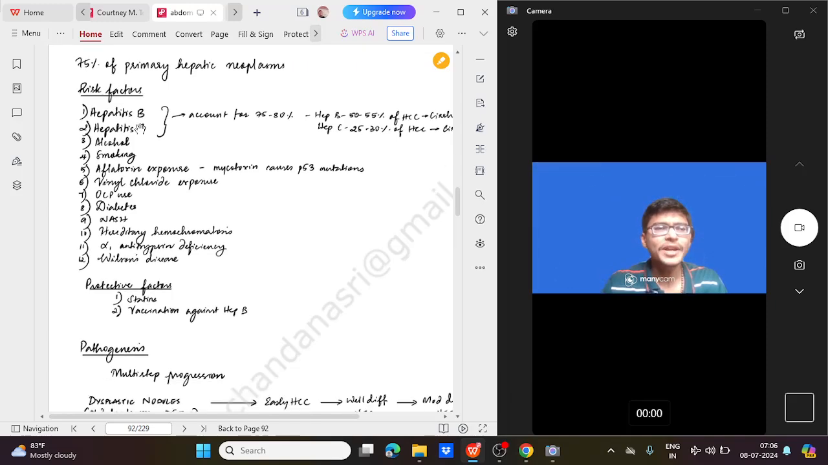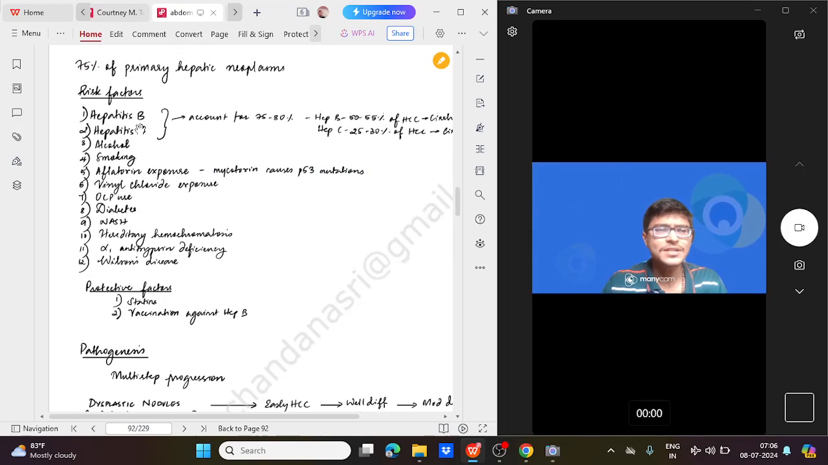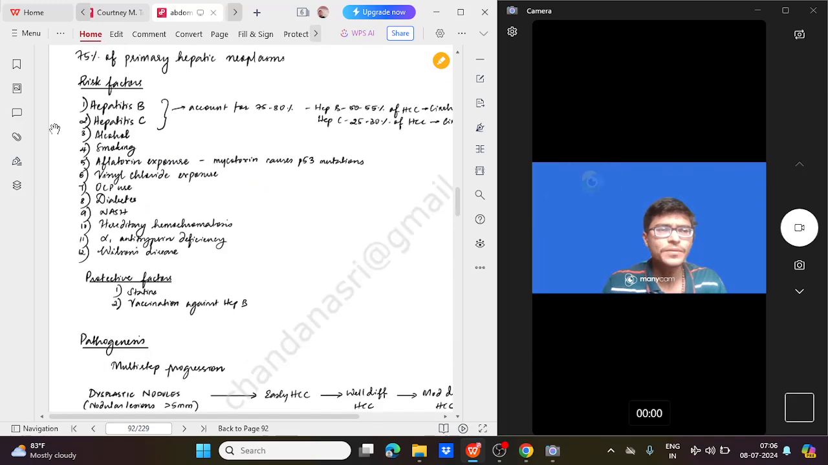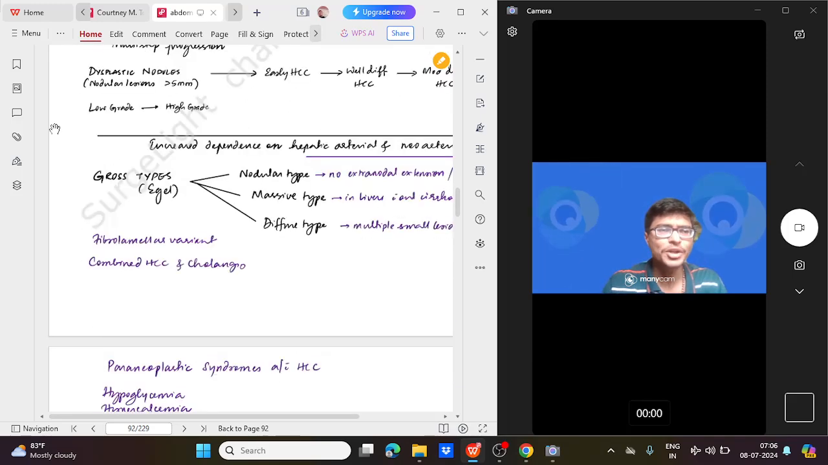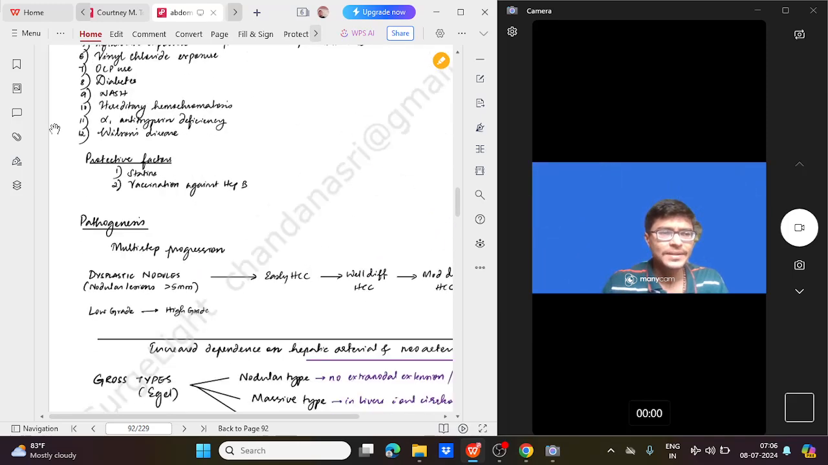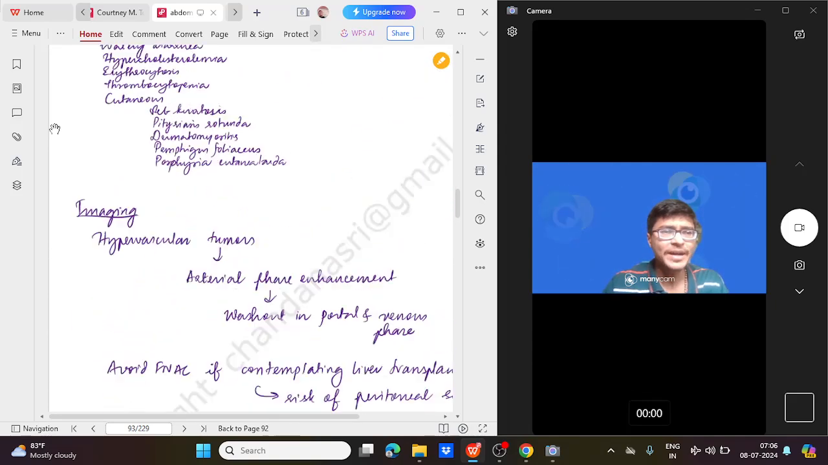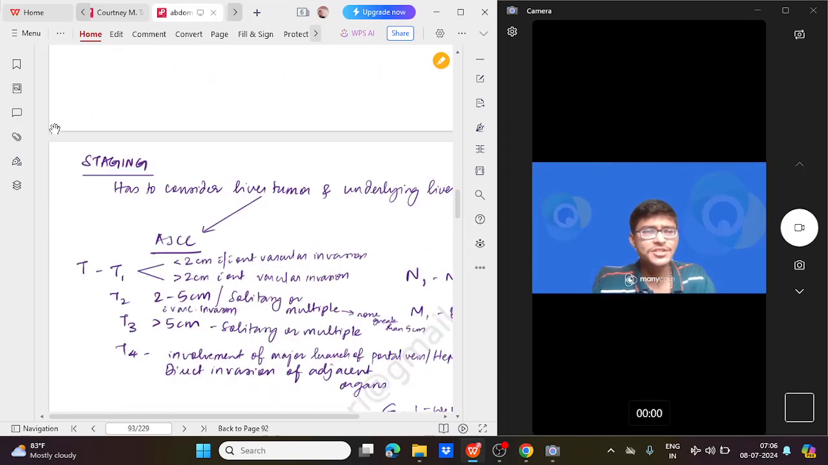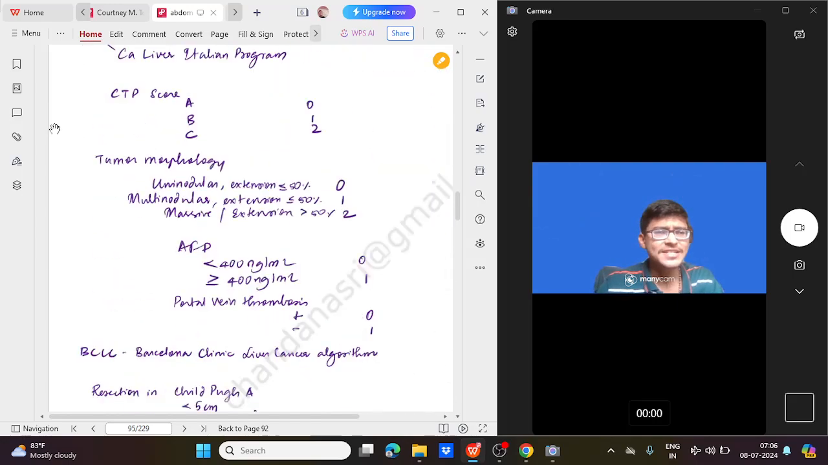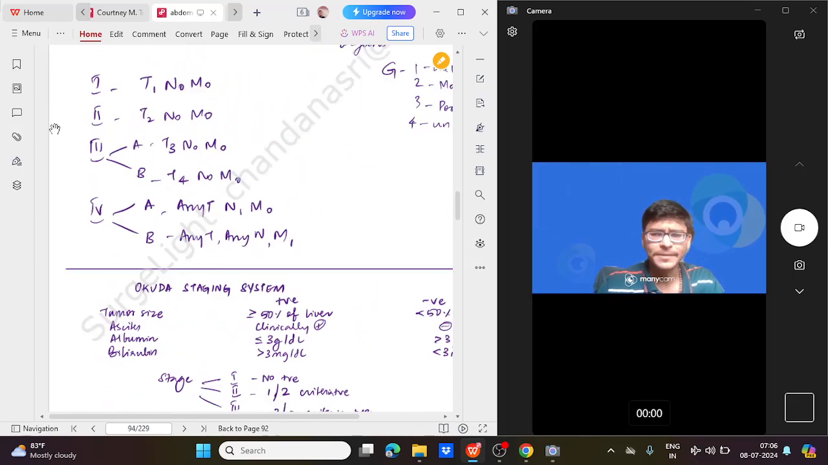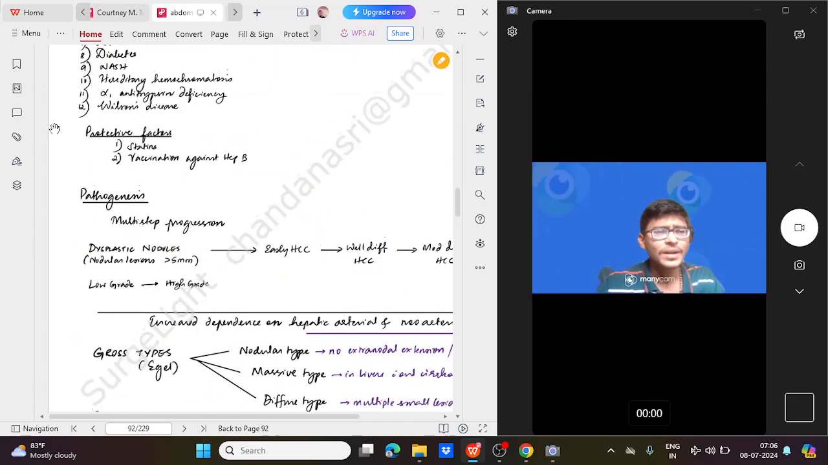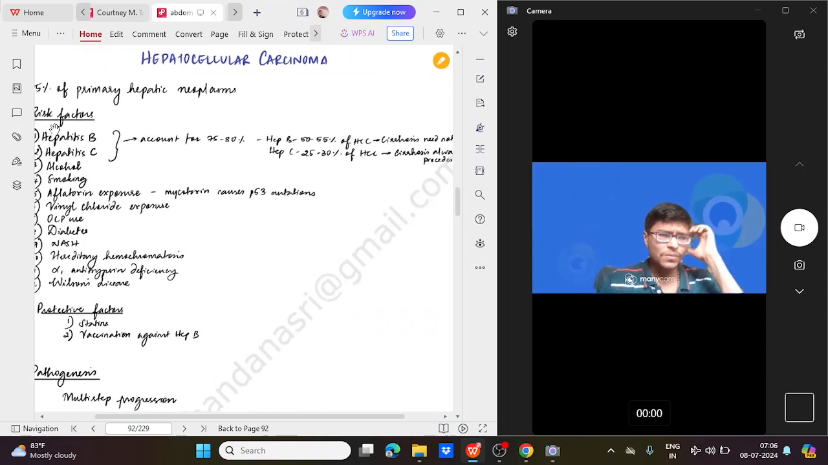So before going ahead, I would like to discuss what all things we are going to see today. We'll be seeing the risk factors, the protective factors, pathogenesis, gross types, pathology, paraneoplastic syndromes, imaging features, staging and staging systems, and the management. So let's get started. So what are the risk factors?